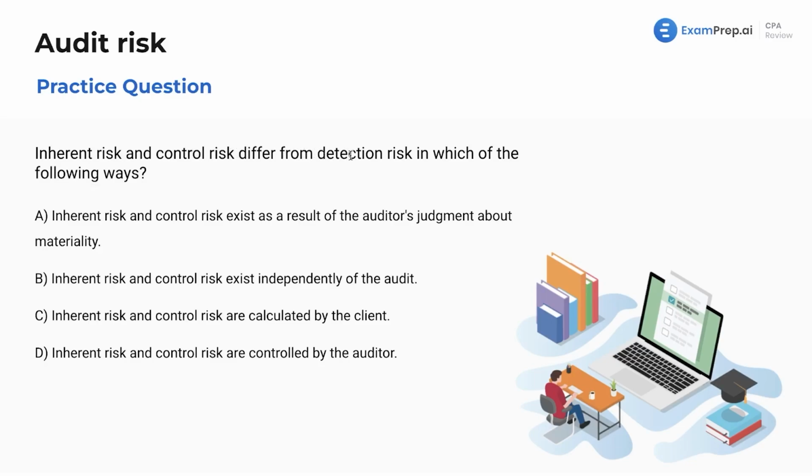So detection risk you can actually really affect, because the more tests of details, the more substantive tests you do, the less detection risk. So if we take a look here, we're looking at whether inherent and control risk exist as a result of auditor's judgment. No. Inherent risk is independent of the auditor, has no impact on materiality. So immediately, that was my reason for Xing it out. Even control risk too, but inherent risk, I just see that and say, no, not going to work here, not going to fly.